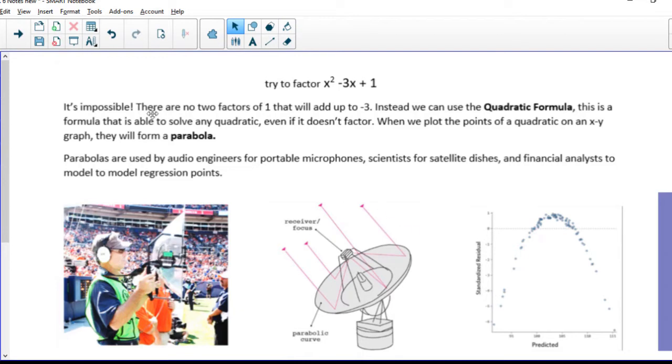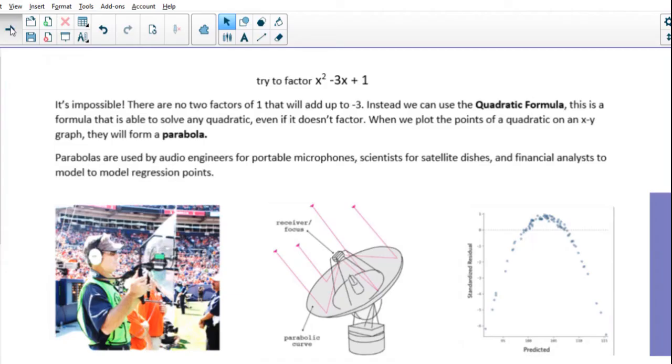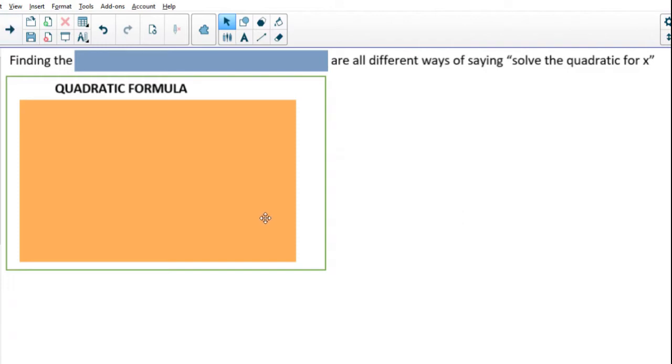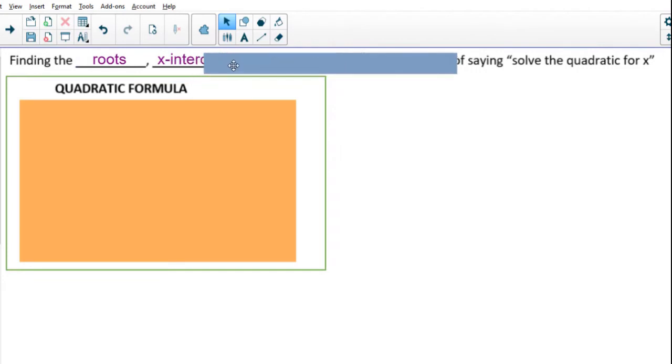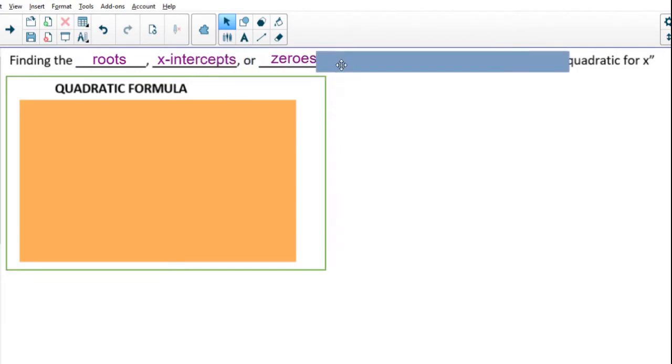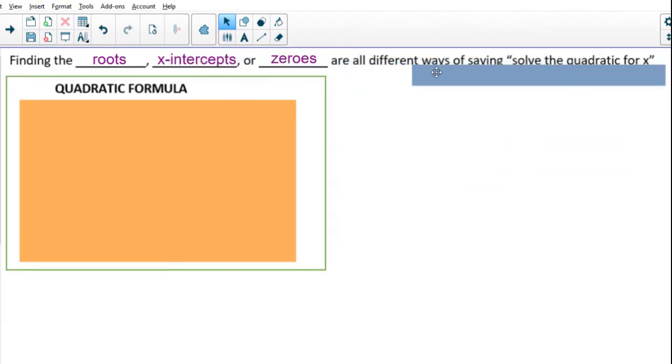Let's look at how we would solve these. So first of all, there's different ways to say these problems. So finding the roots, or finding the x-intercepts, or finding zeros, these all really mean the same thing. These are all just different ways of saying solve the quadratic for x. So if you see any of these, they all really mean the same thing.